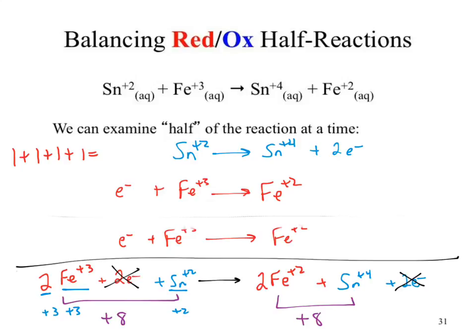2 irons, but what's the charge on each of the irons? +2. So what's the charge contribution from iron? +4. Charge contribution from tin, +4. What is 4 and 4? 8. Do my charges balance? Yes. Atoms balanced, charges balanced, equations balanced. Yippee, move on.